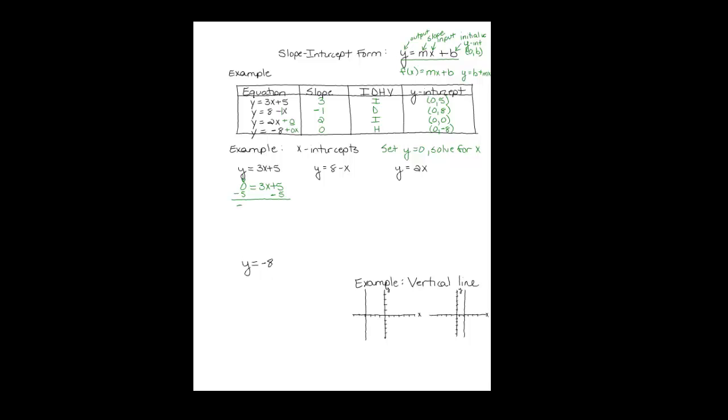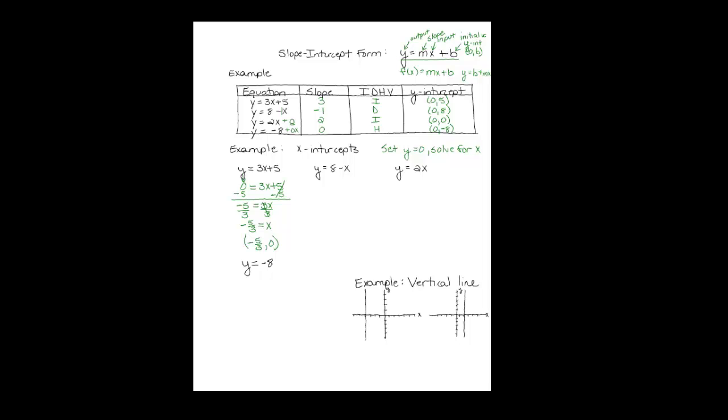0 minus 5 gives you -5 equals 3x plus 5 minus 5. Those cancel. Now we have negative 5 equals 3x. Divide both sides by 3. The 3's will cancel, leaving you with x is equal to negative 5 thirds. So our x-intercept, always an ordered pair, is the ordered pair negative 5 thirds, comma, 0.